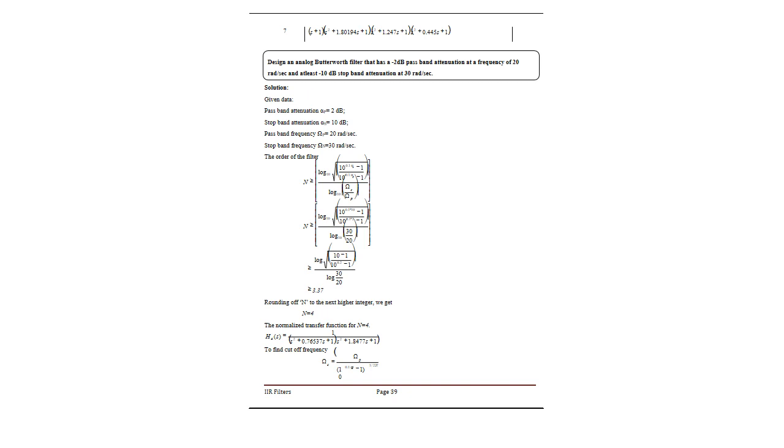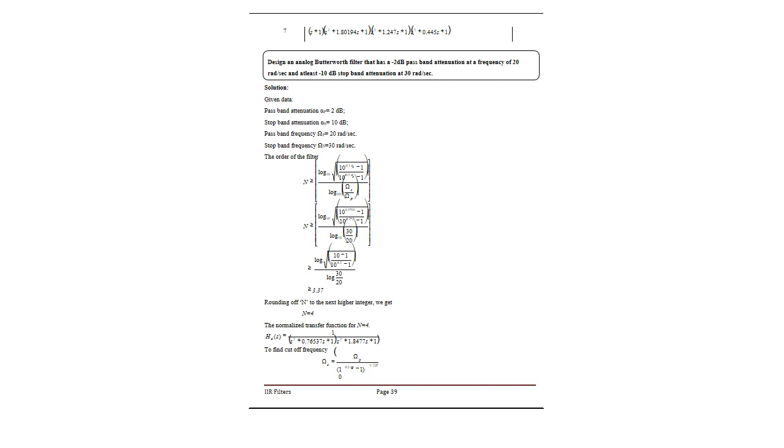So the normalized transfer function for n equal to 4 is, as we have already seen, the denominator of H of s. So that is Ha of s is equal to 1 divided by s squared plus 0.76537 s plus 1 into s squared plus 1.8477 s plus 1.